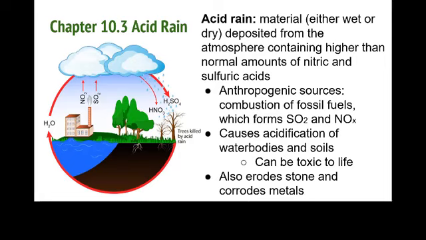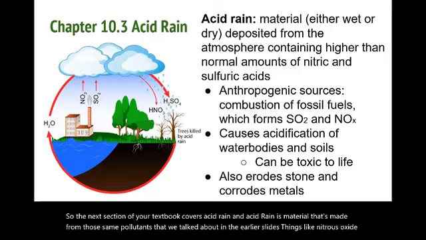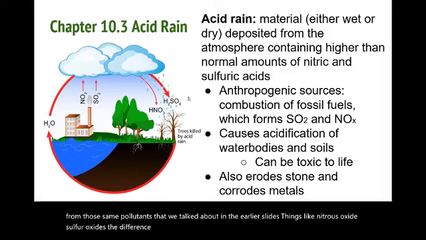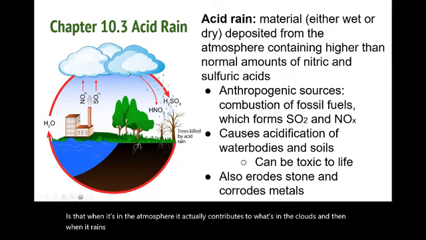So the next section of your textbook covers acid rain, and acid rain is material that's made from those same pollutants that we talked about in the earlier slides, things like nitrous oxides, sulfur oxides. The difference here is that when it's in the atmosphere, it contributes to what's in the clouds, and then when it rains, that pollutant that was trapped in the cloud is released in the form of water, right?